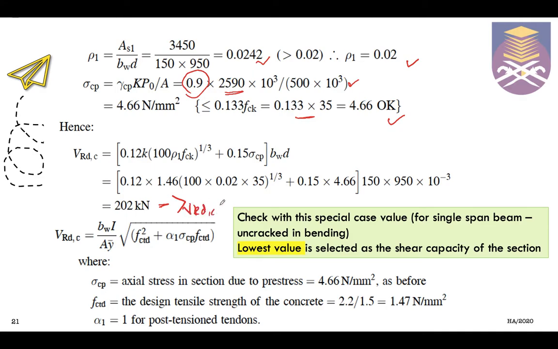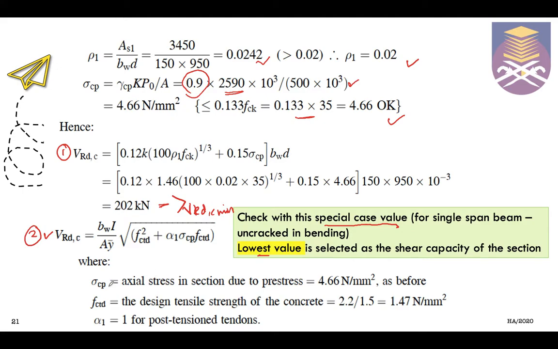So VRDC minimum, therefore we are going to use this. Next, we are going to check this VRDC value, which is the special case value, since we have a single span beam. Therefore, we are going to calculate this as well. This is the first equation, then this is the second equation. We are going to calculate this as well, and compare between these two values, which one will give us the lowest value.